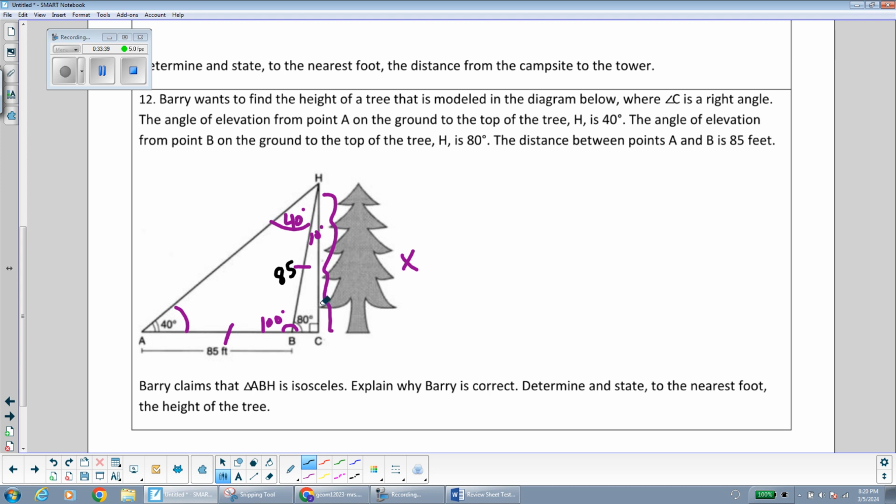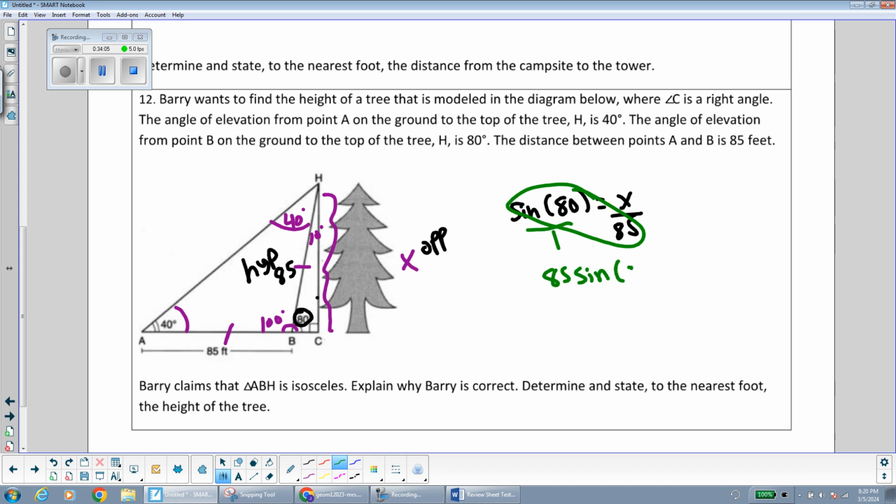Now I can set up a trig ratio with the small right triangle directly. From the 80-degree angle, we're looking for opposite, and 85 is the hypotenuse. So that's going to be sine. Sine of the 80-degree angle is equal to opposite over hypotenuse. I'm going to put this over 1 and cross multiply. It does say our answer to the nearest foot, and that's approximately 84 feet.